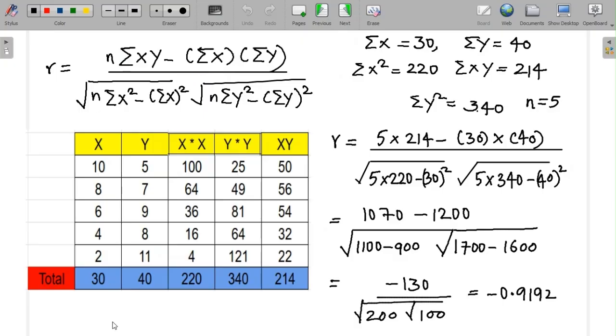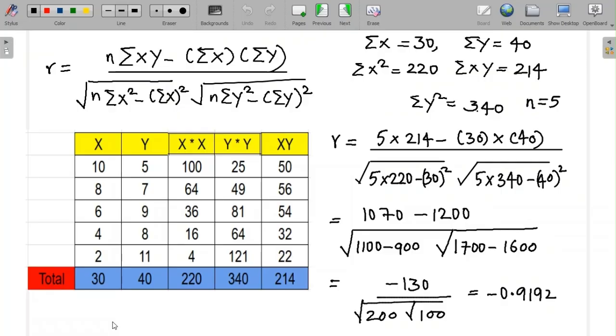Since these are small numbers, we can directly use them. Their squares are going to be small numbers. The products are going to be small numbers. So we just tabulate the values. We see that the x values added give us 30, y values added give us 40, x squared values give us 220, y squared values give us 340. The product of x and y gives us 214. And since there are 5 pairs of observations, we use the value of n as 5. Using them in the formula, we see that the rank correlation coefficient comes down to negative 0.9192.